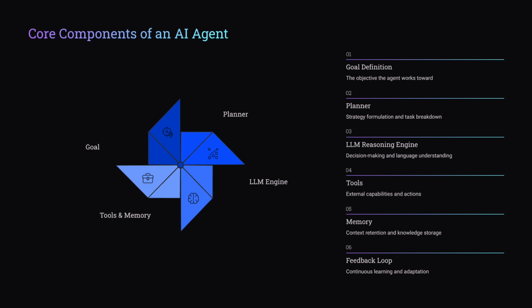Tip: when an agent fails, the failure usually falls into one of these categories. Either the goal is unclear, the plan is weak, the tool call is wrong, memory is missing, or the feedback loop is not guiding improvement.